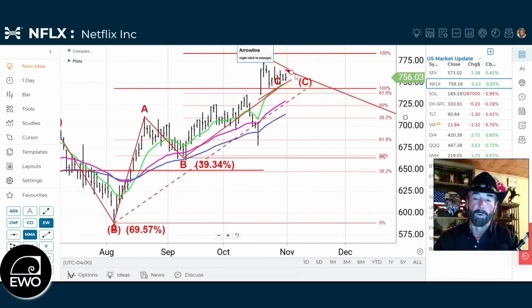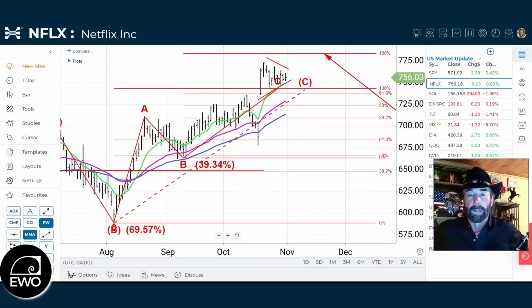But you can see we formed a little bit of a symmetrical triangle right on top of the C wave extension. We had the 38.2% B wave correction, which brought us to a 61.8% extension. And now we have this little bit of a triangle. Are we going to break out of that triangle, move to the 100% extension? I think that if the economy continues to weaken and we start talking more about the staycations, et cetera, remember how well Netflix did back in the pandemic when everybody was at home? I think that's an interesting case there for Netflix.